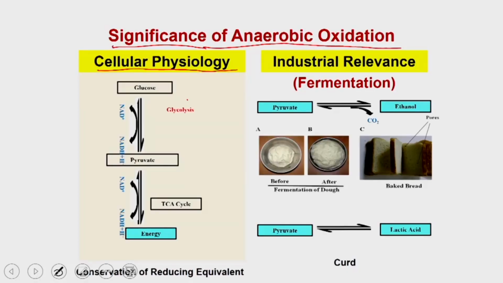Under the normal conditions, in the presence of oxygen, the glucose is getting converted into the pyruvate, and the pyruvate is getting converted into energy with the help of the TCA cycle, which means when it is getting converted into energy, the NAD plus is getting converted into the NADH, whereas in the glycolysis also NAD plus is getting converted into NADH.